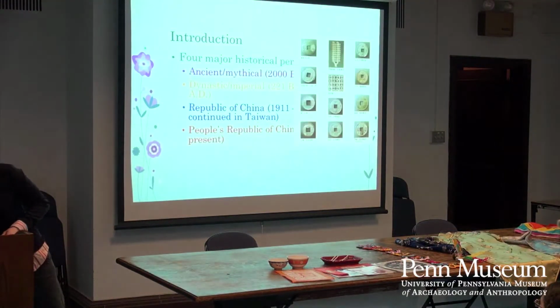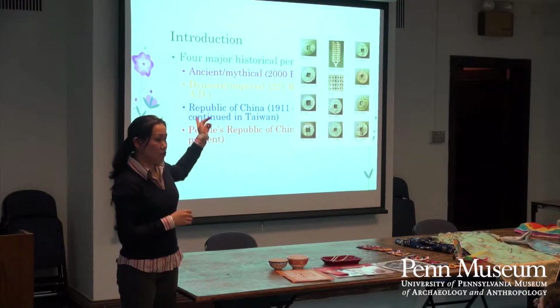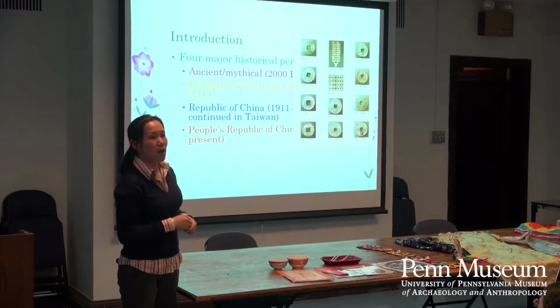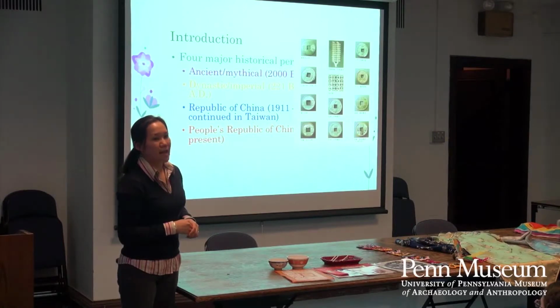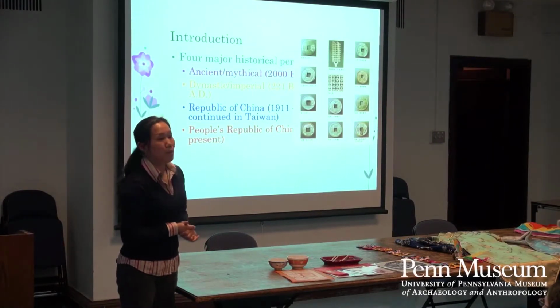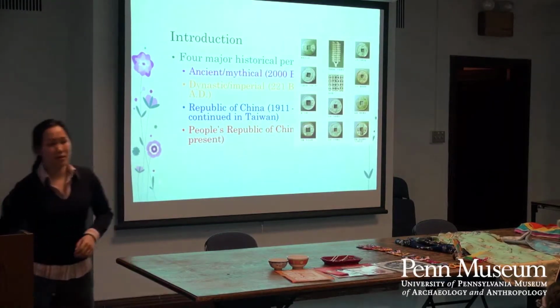Another one is that he unified the shape of coins for Chinese money. This shape, the round shape with the square hollow in the middle, was used until 1911, the end of the last dynasty. So it was used for almost 2,000 years, more than 2,000 years, in Chinese history.